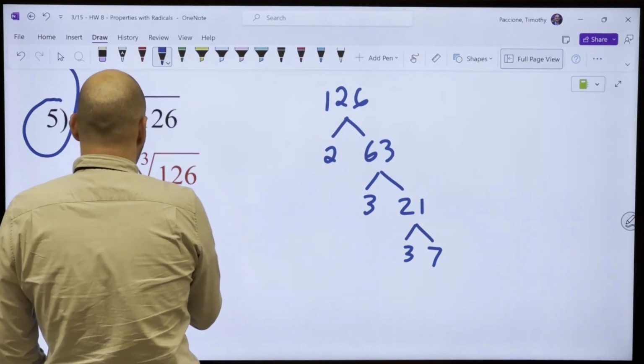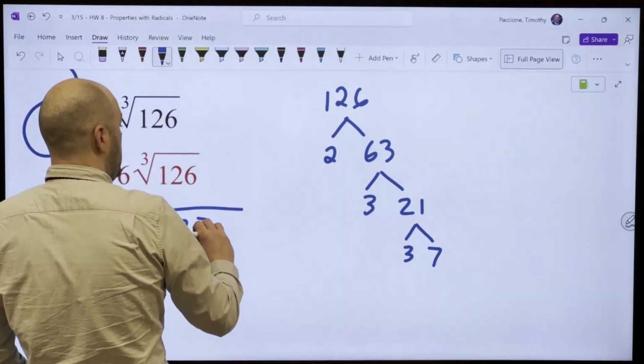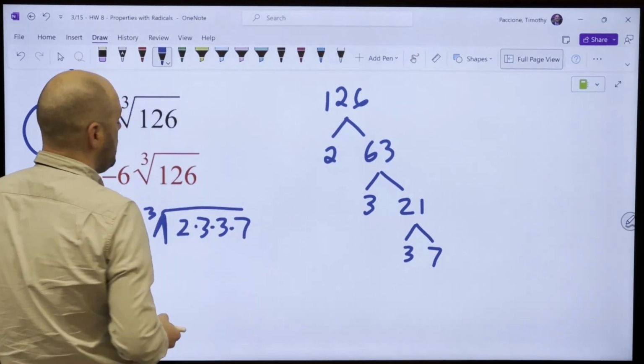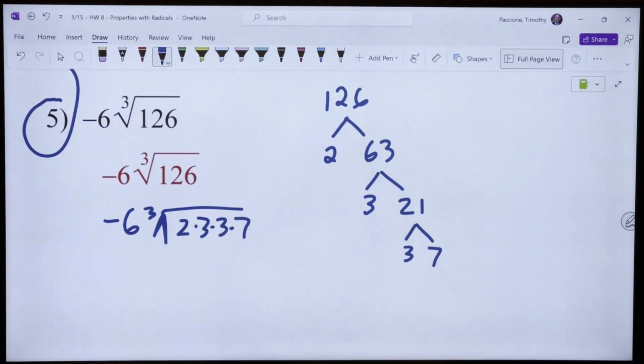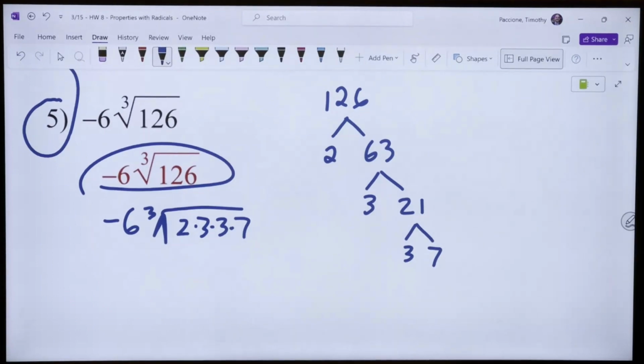And the third root of 2 times 3 times 3 times 7. Well, I'm looking for a group of what? 3, and there's no group of 3 in there, right? So this can't be broken down. This has to be fully simplified. Okay?